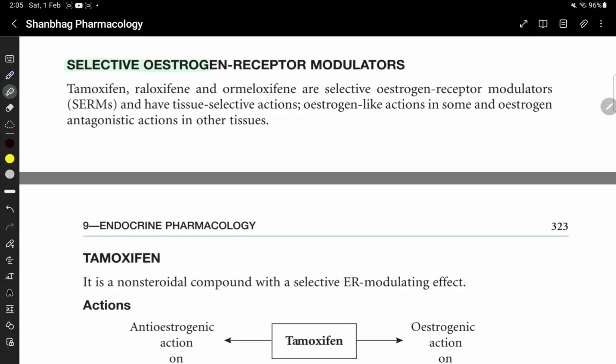Selective estrogen receptor modulator, that is SERM. Tamoxifen, raloxifene, and ormeloxifene are selective estrogen receptor modulators. So the mnemonic is TOR: Tamoxifen, ormeloxifene, and raloxifene.